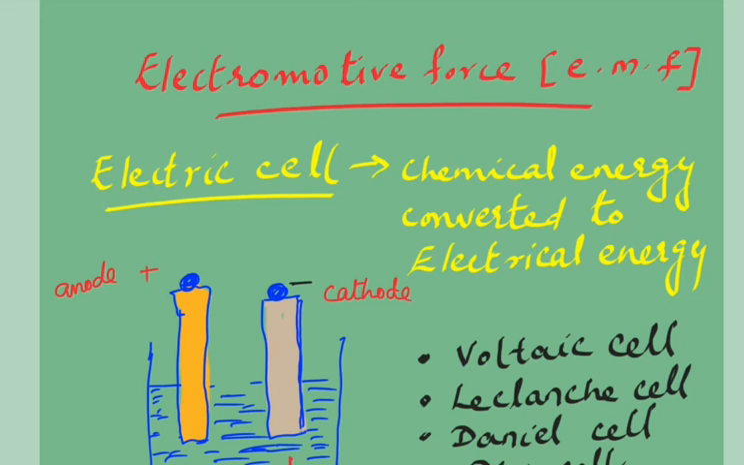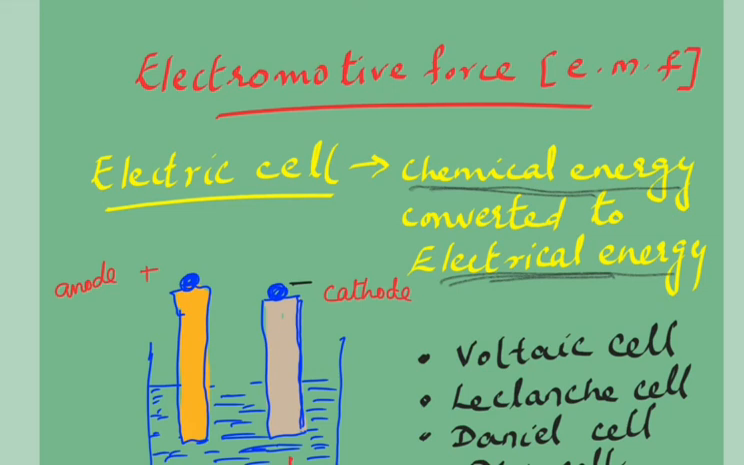So what is this electromotive force? How can you calculate electromotive force? All these will be done in this video. Before defining what is EMF, let us see what is actually an electric cell. An electric cell is a device which converts chemical energy to electrical energy. That is, we are getting electricity by means of chemical reaction. That type of device is known as an electric cell.